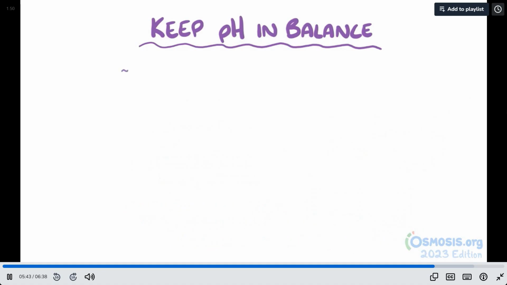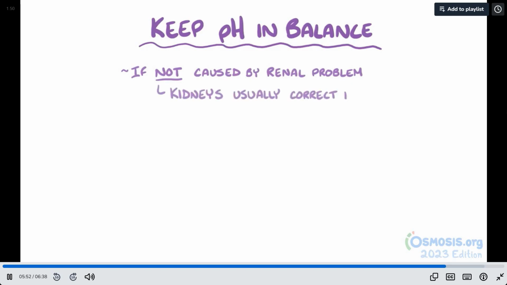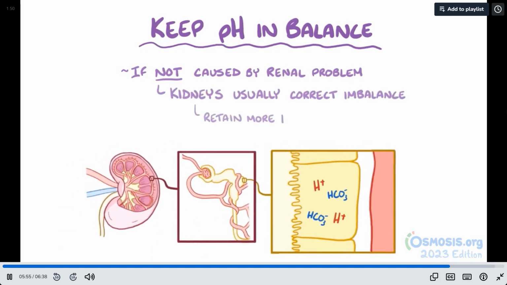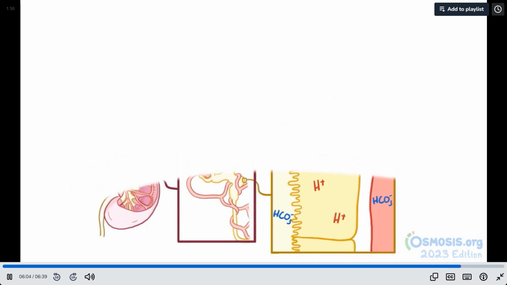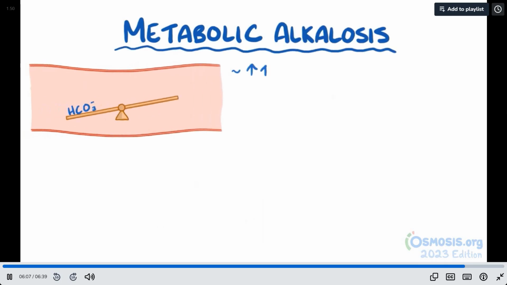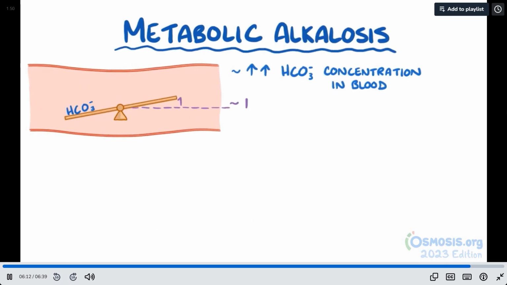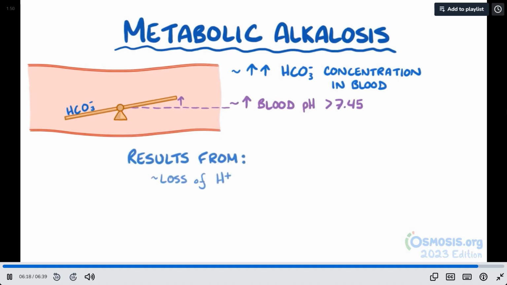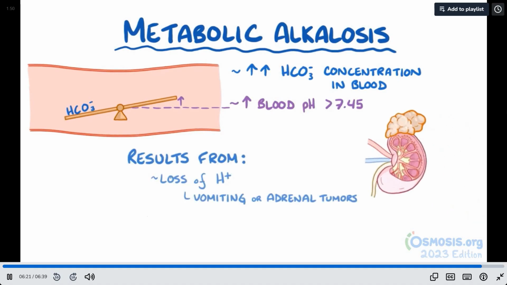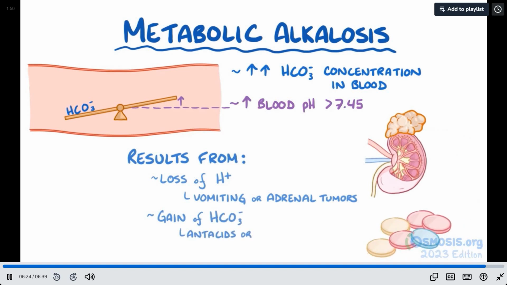A final mechanism is that if metabolic alkalosis isn't caused by some renal problem, like the use of diuretics, or extracellular fluid volume contraction, then several days later the kidneys usually correct the imbalance. The kidneys retain more hydrogen ions while also reabsorbing less bicarbonate ions, so that it's more easily dumped into the urine. Alright, as a quick recap, metabolic alkalosis is caused by an increased bicarbonate ion concentration in the blood that elevates blood pH above 7.45. This most frequently results in loss of hydrogen ions due to vomiting or adrenal tumors, and less commonly from a gain of bicarbonate ions from antacids or volume contractions.